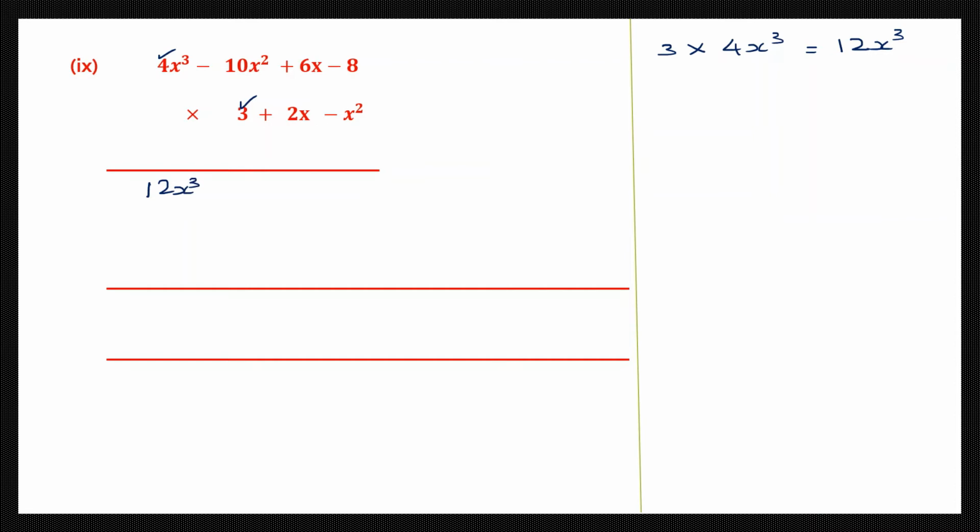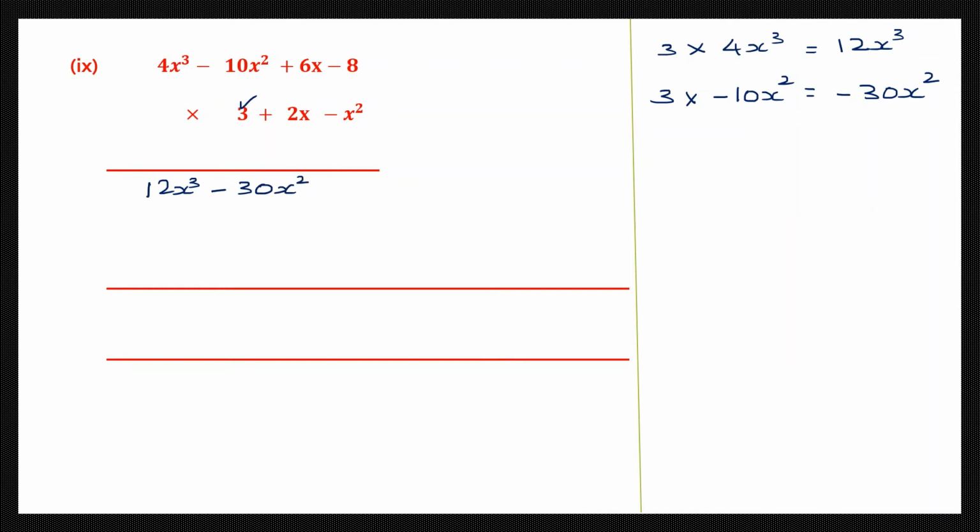Next we're going to multiply 3 into minus 10x square. So let's do that. 3 into minus 10x to the power of 2. So minus into plus is minus. 3 10s are 30x square, minus 30x square. So minus 30x to the power of 2. So we finished with 10x square.